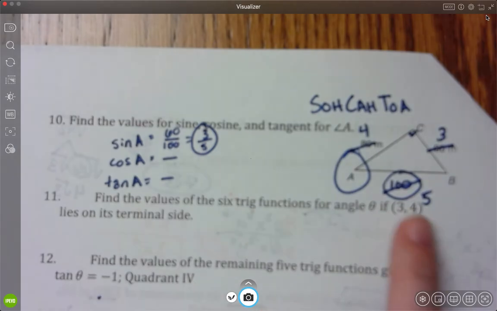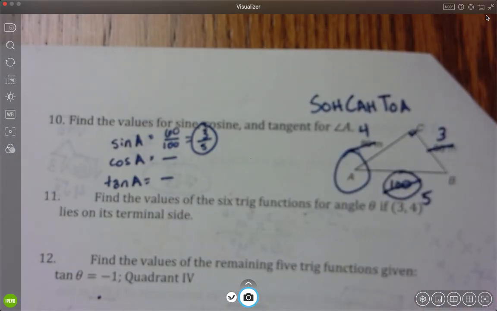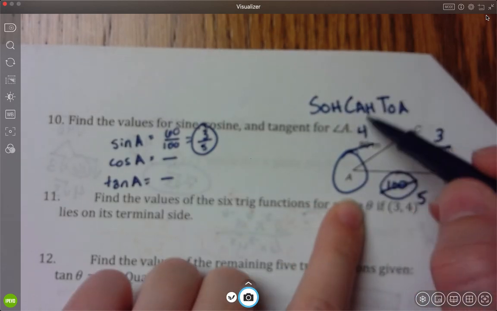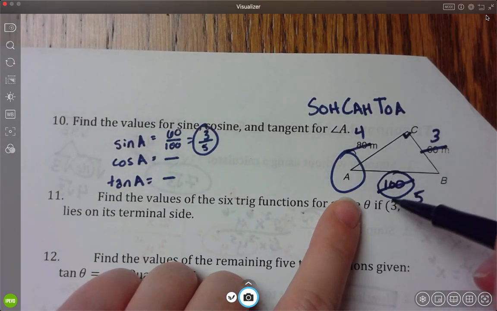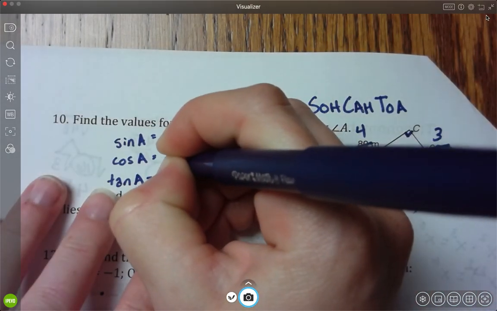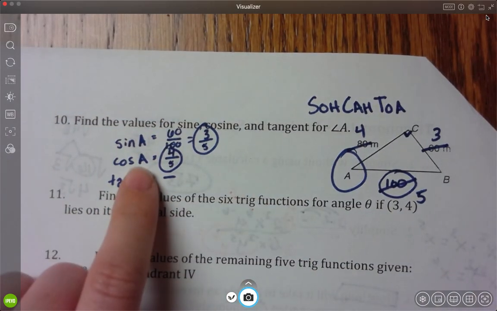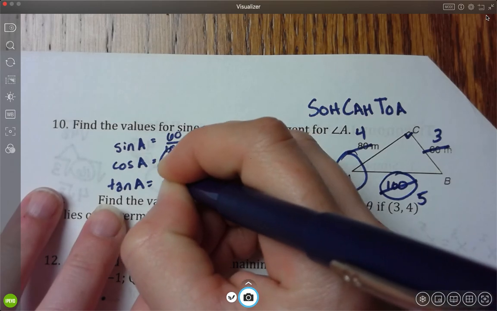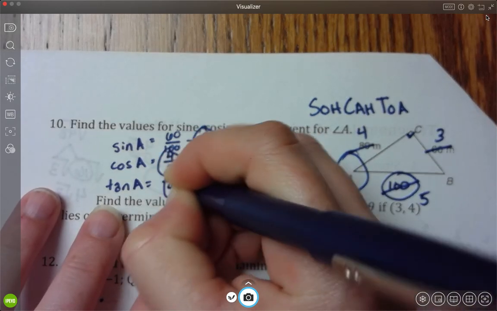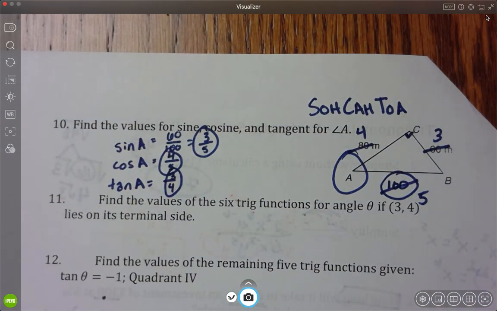Okay, so I'm going to cross those bigger numbers out and just use the smaller numbers because then he will already be reduced for me. Cosine of A is adjacent over hypotenuse. The side that's adjacent is 4. The hypotenuse side is 5, so this guy will be 4/5. Tangent of A is opposite over adjacent, so I'm going to write 3 over 4. There is what he is. So 3/4 is what that is.